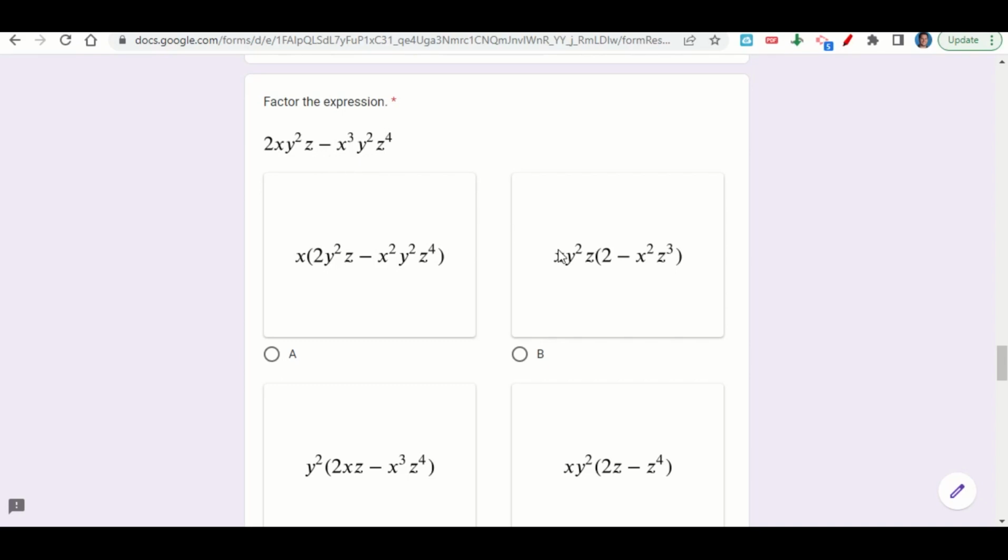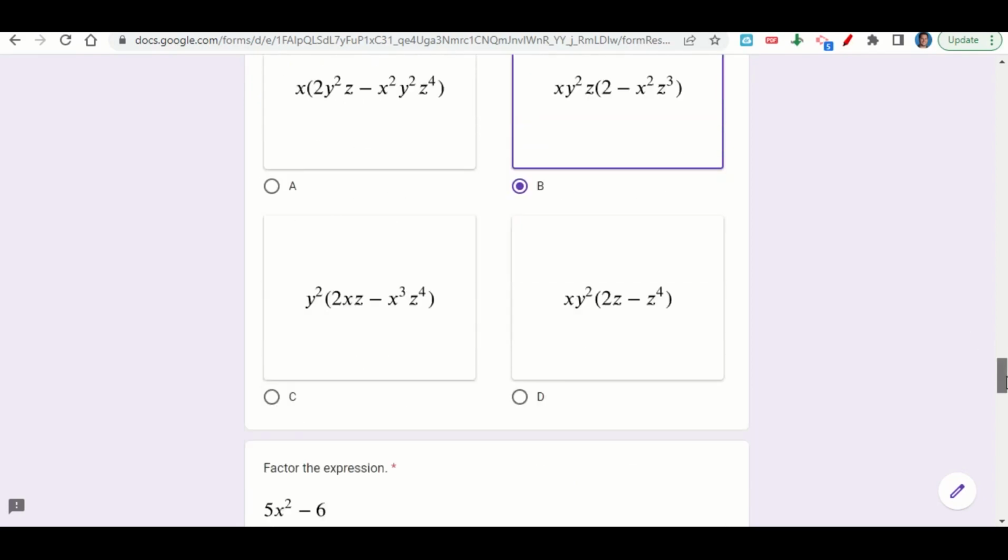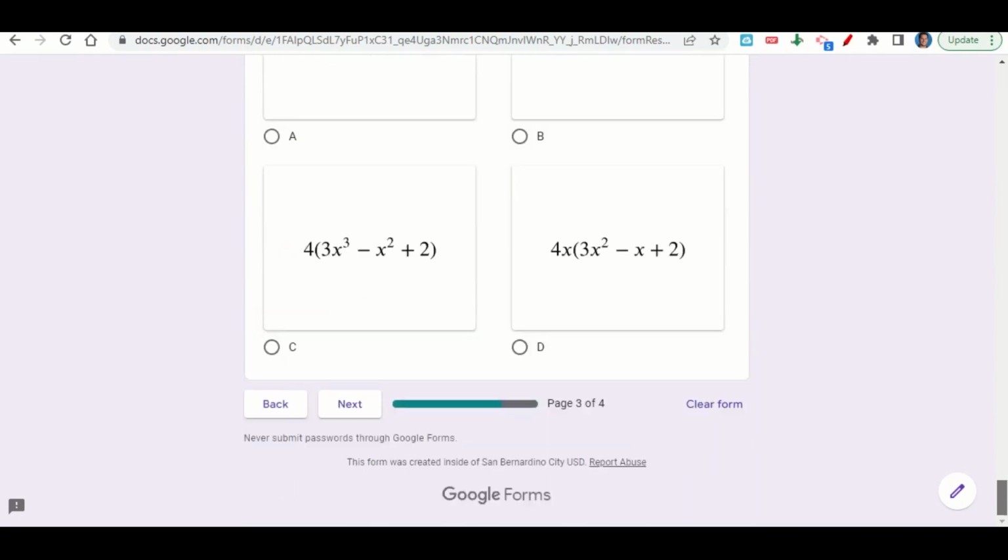So this has an xy squared z. And then what we're left with is 2. The x is gone, the y squared is gone, the z is gone. So it's just 2. And then we factor out an x, so we're left with x squared. The y squareds are gone, and we're left with z cubed. So that's this one here. So we'll go ahead and mark that as our answer. And we'll continue to answer all of these until we get to the end.